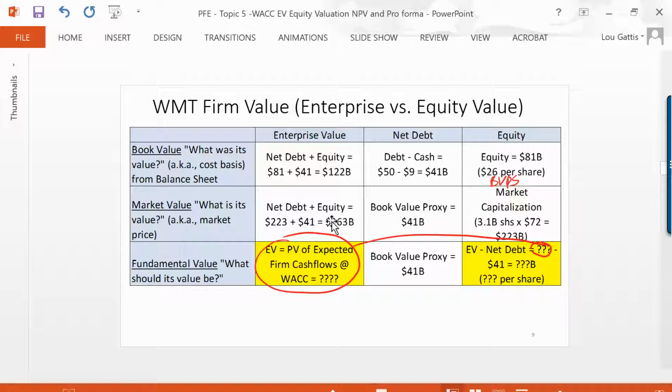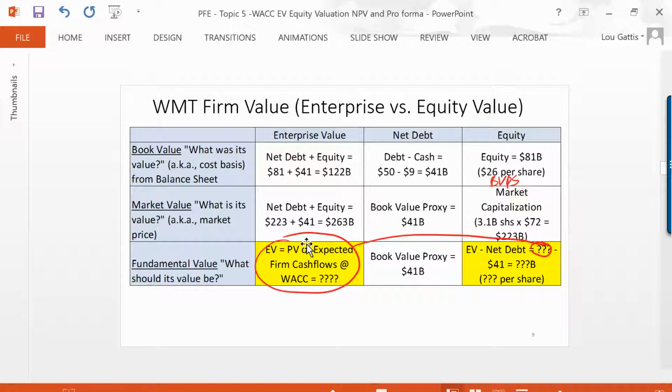Or I can take 263 minus 41 and I can get a market cap of 223. However, what is the value of the total firm of Walmart based on the cash flows that are being estimated, and the cash flows that you can estimate and the discount rate or the riskiness you think of the stock? We could take the present value of all expected free cash flows of the firm. That would give us a fundamental value, what you think it's worth.